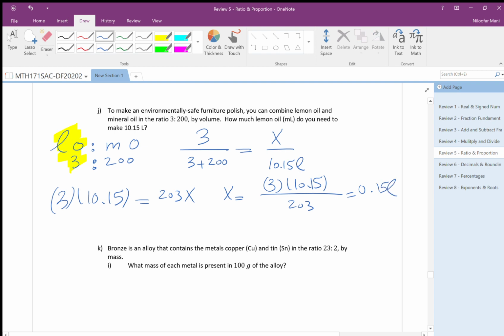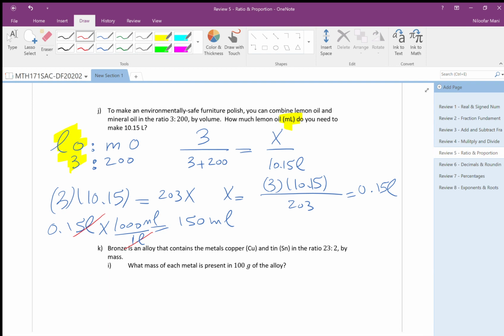But remember, it says how many milliliter. And I didn't teach you how to go from liter to milliliter. So right now I can tell you. If you have this, in order to change it to milliliter, you multiply with 1000. But later on I will show you why. So this is 150 milliliter. So liter and liter cancel, and that's the answer.